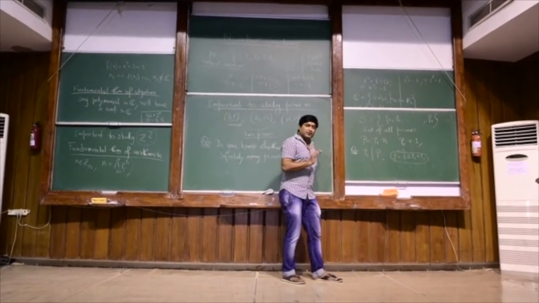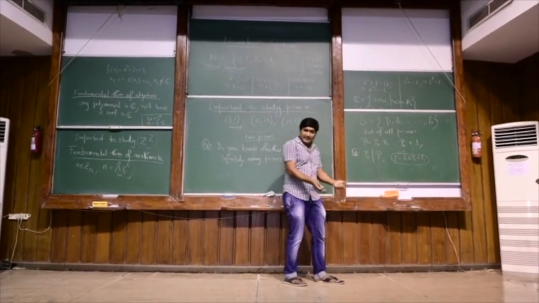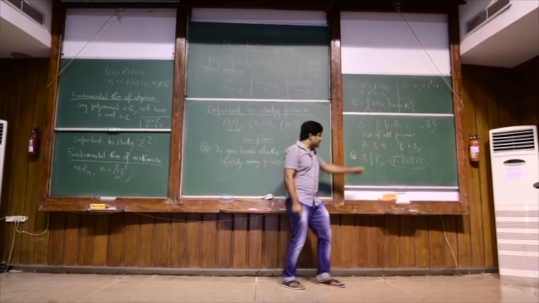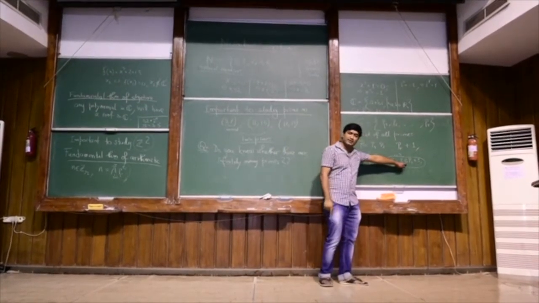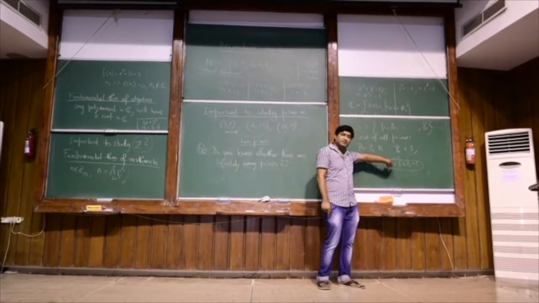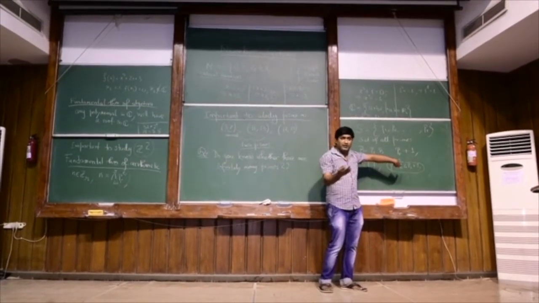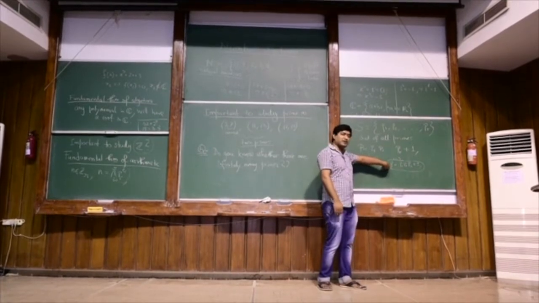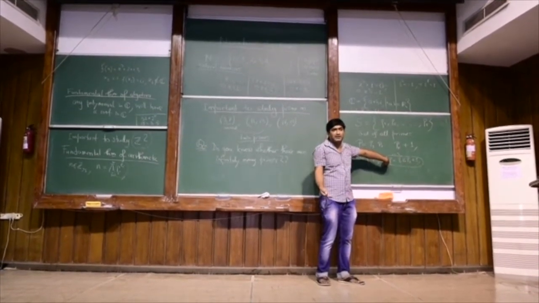So what are the choices? Either it can be a prime, but then I have contradicted my choice. I have chosen P1, P2, P3, so this is a new prime. Or you can say this is not a new prime, it can be a composite number.